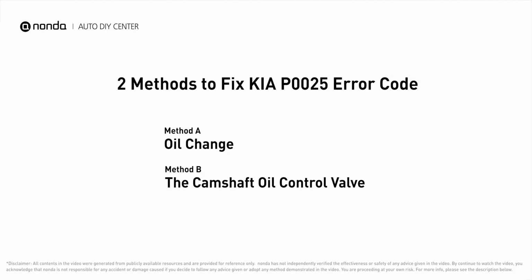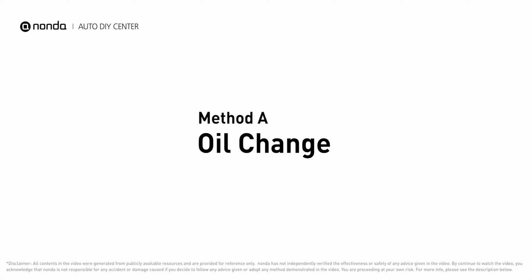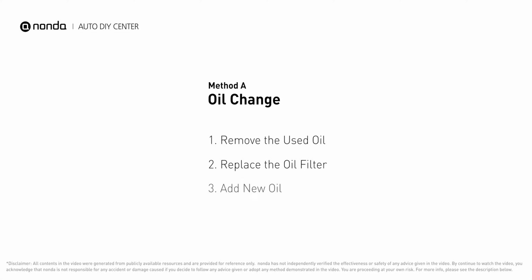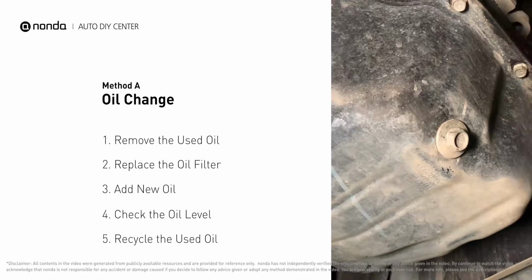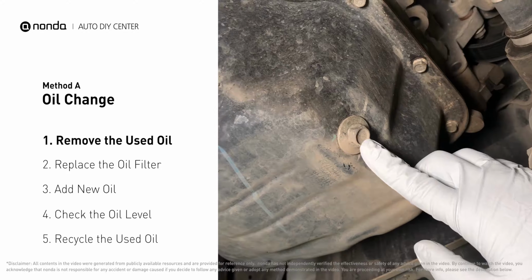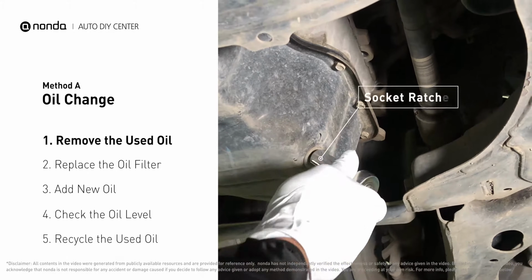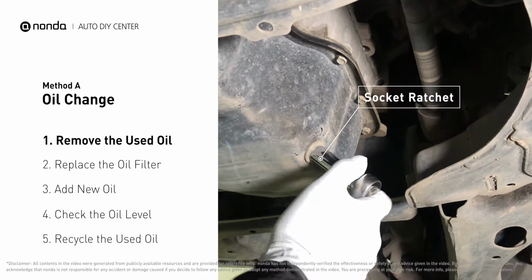Here are 2 of the most practical solutions to fix Kia's P0025 error code. Method A, oil change. Locate the oil drain plug on your vehicle and place an oil collection pan underneath it. Use a socket ratchet to remove the plug from the oil pan on your vehicle.